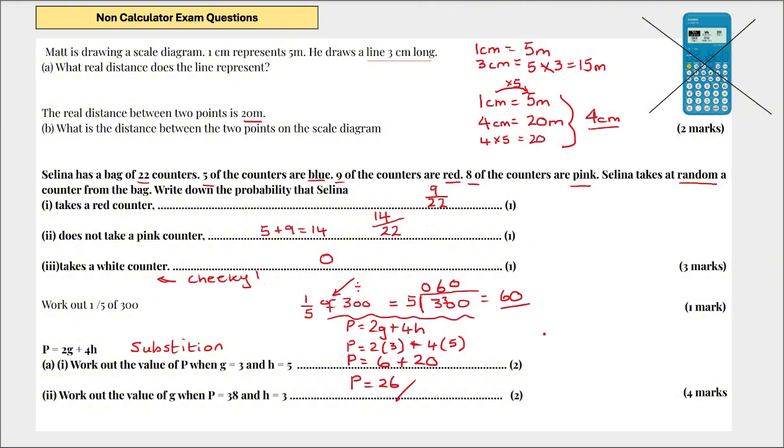Now, in the next question, it says work out the value of G. So this time we're working out what G is when P equals 38 and H equals 3. So this time our P is 38, still using the same equation, equals 2G, because there's no G here to substitute, plus 4H, and H is 3. So let's do what we normally do. So that's 2G plus 4 times 3 is 12.